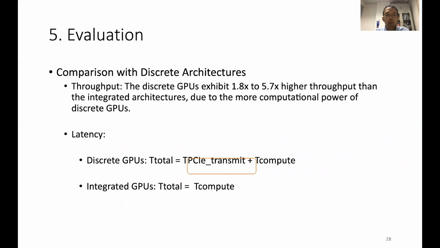The current GPU on the integrated architecture is less powerful than the discrete GPU. The discrete GPUs exhibit 1.8 to 5.7 times higher throughput than the integrated architectures, due to the more computational power of discrete GPUs. However, the integrated architecture demonstrates lower processing latency compared to the discrete architectures when the data transmission cost between the host memory and GPU memory in the workload is significant.